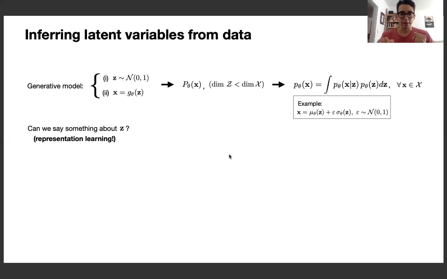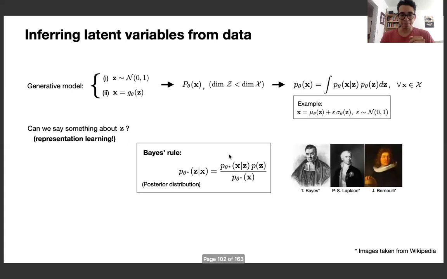Given this generative model, we have learned how to tweak the theta parameters to fit our generative model to the data. But can we now say something about this latent space, about this latent code? And this goes in the line of representation learning.